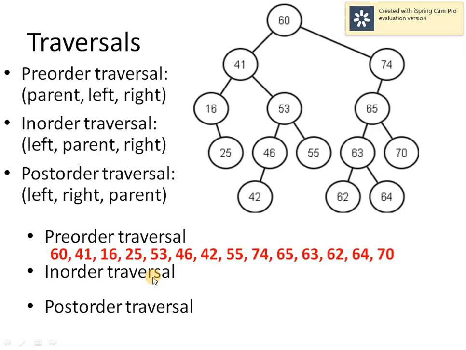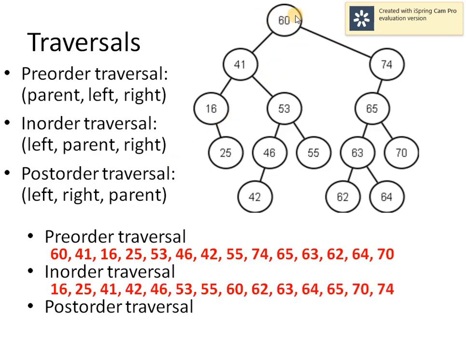In-order traversal means we have to visit the left child completely first, then we can visit the parent, followed by the right subtree. So again we will start with the root node, but since we are following an in-order traversal, we cannot visit 60 first. Instead we have to first completely visit the left subtree. So we will reach 41. Again it is a parent, we have to move to left. Now 16 is there, 16 is a parent, we will move to left, but left of 16 is null.